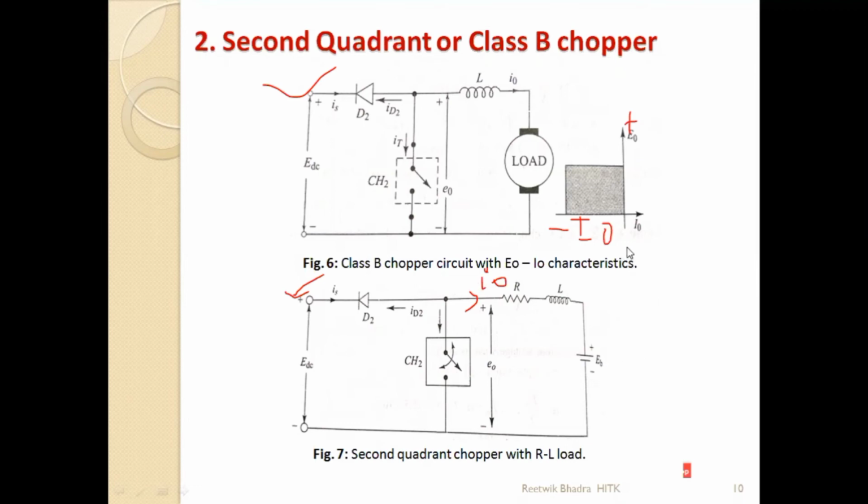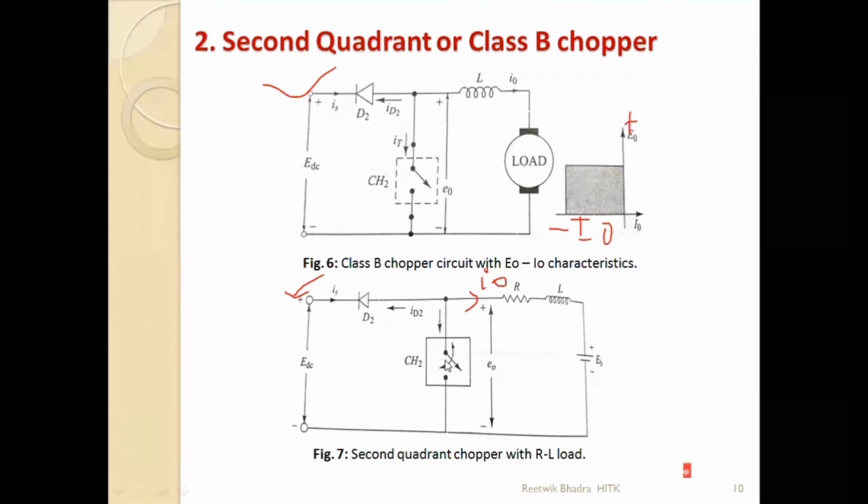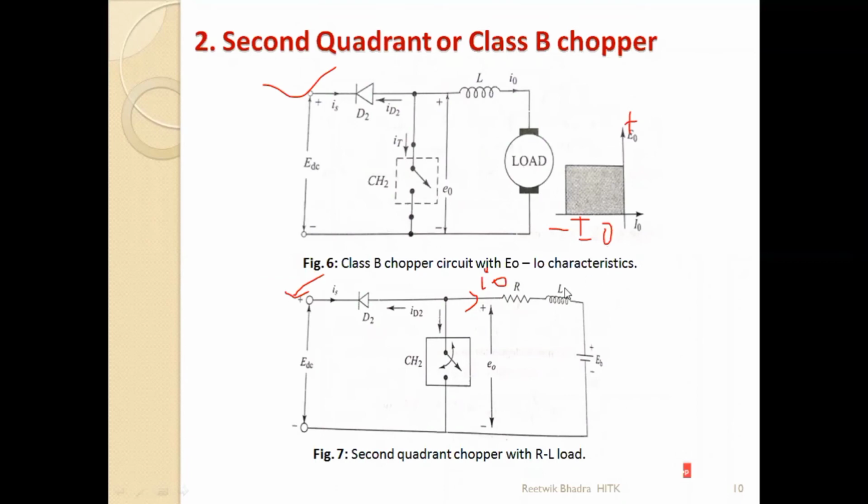Now we'll check whether the current is negative or not, and whether the voltage is positive or not. Again there will be two modes of operation. Once the chopper is on, there will be a circuit, and we'll find out V01 and I01. Once the chopper or switch is open, then we have to find out V02 and I02 and then calculate the average value. If the average value of current comes out to be negative and the average value of voltage comes out to be positive, then only it can be called a second quadrant or class B chopper.